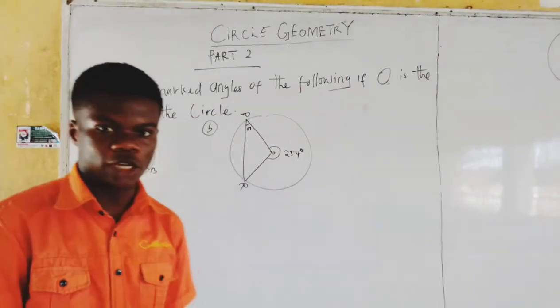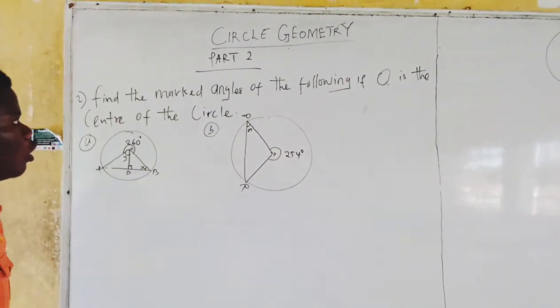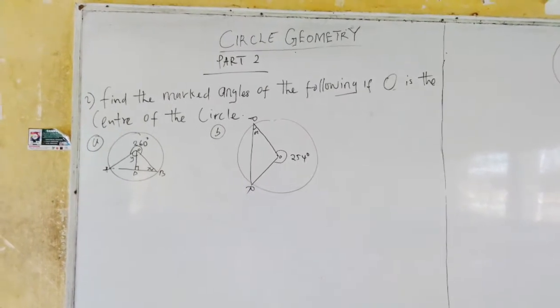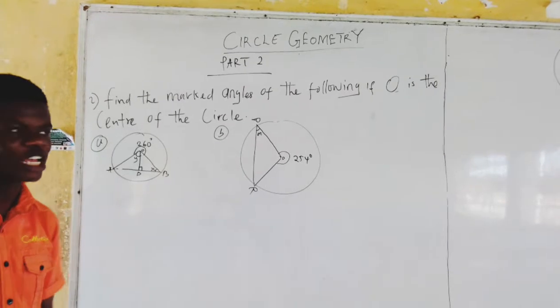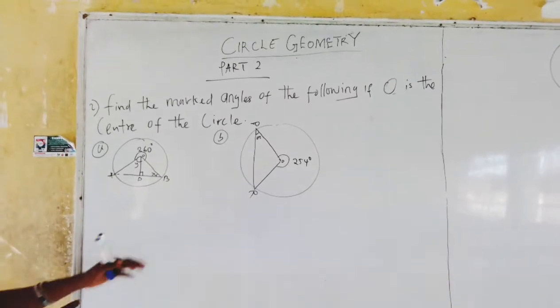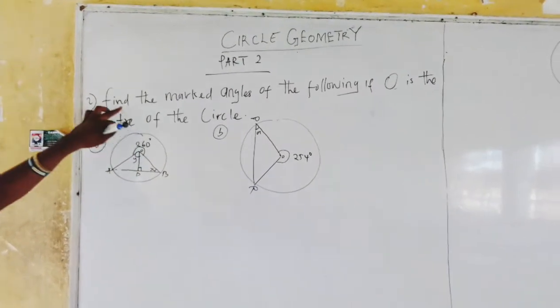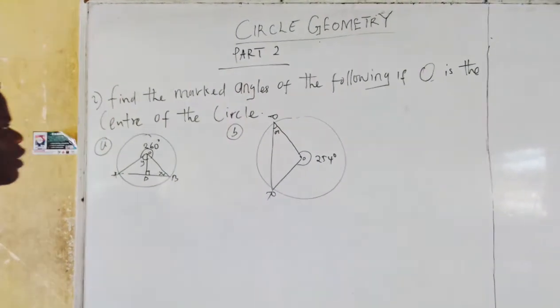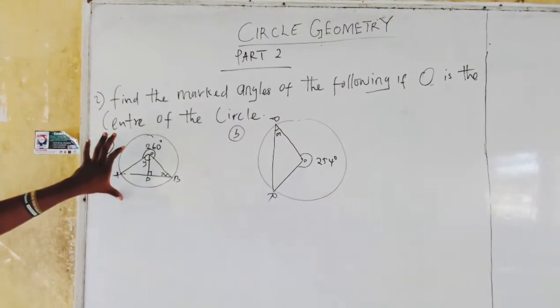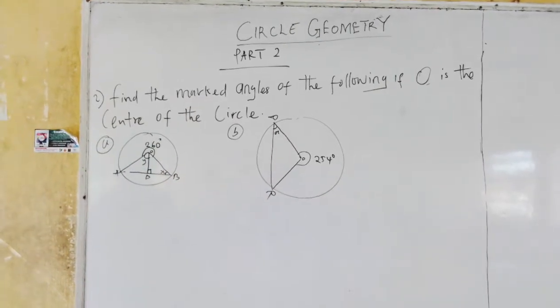Welcome back to Circle Geometry Part 2 of this section. So I want to continue solving questions that involve Theorem 1 and Theorem 2 of Circle Geometry. In the question I have here, find the marked angles of the following if O is the center of the circle. So I have A to be this, I have B to be this. So let's see how this goes.